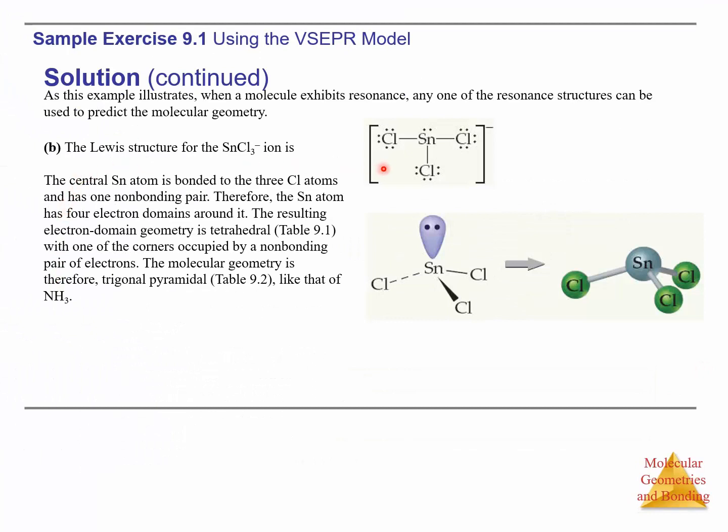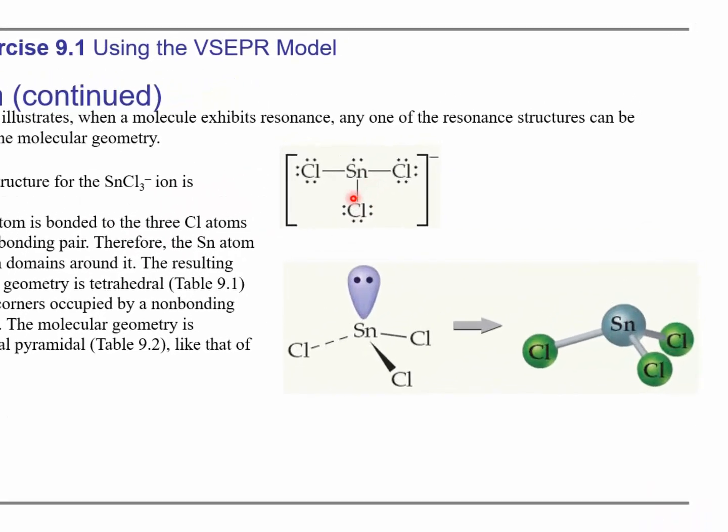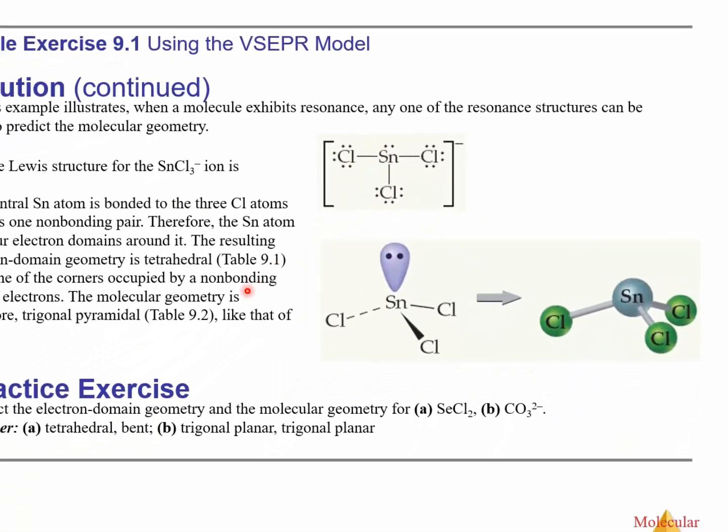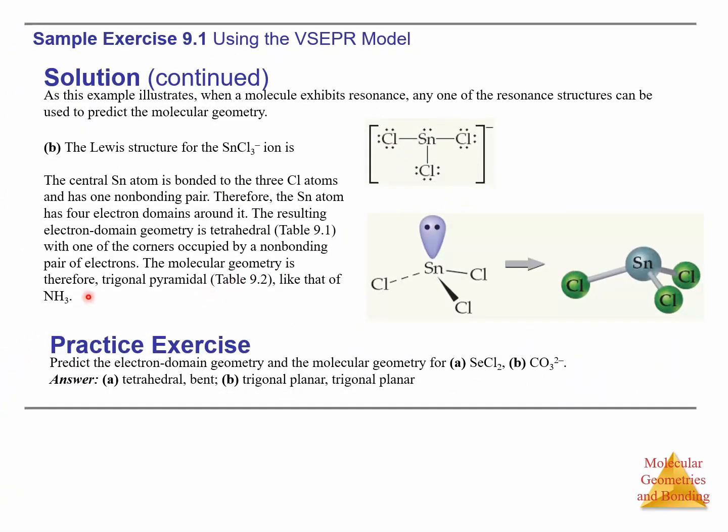Now for the second example, this ion, the Lewis structure for this is this. Remember that we have 1, 2, 3, 4 electron domains. So it is tetrahedral, but the molecular geometry is different because we have 3 bonding pairs and 1 lone pair. So the molecular geometry is therefore trigonal pyramidal, and this is from Table 9.2, like that of NH3, as you can see here. We stop here. This is the end of part 1.